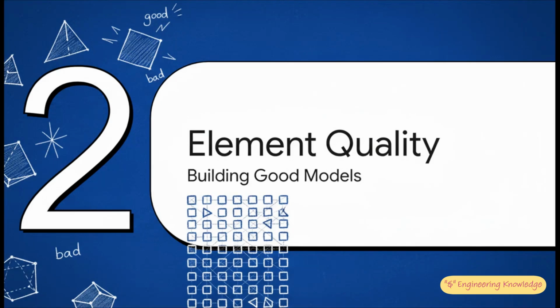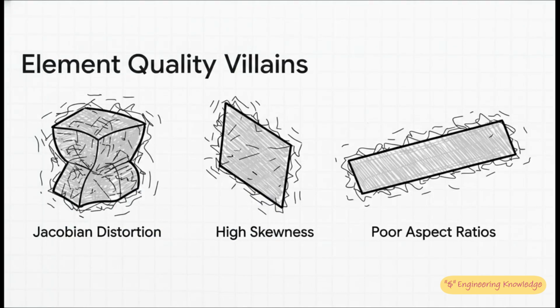Moving on to section 2. Element types and quality. So what exactly makes one of these little mathematical puzzle pieces good or bad? Well, we need to talk about the primary villains of element quality. These are the silent corruptors of your data. First up, Jacobian distortion. This is when elements are severely twisted away from their natural ideal shapes. Then we have high skewness. This deviation from perfect symmetry causes totally non-physical, uneven stress interpolations. And finally, poor aspect ratios. These are thin, completely stretched out elements that can severely compromise the mathematical stability of the entire solver.